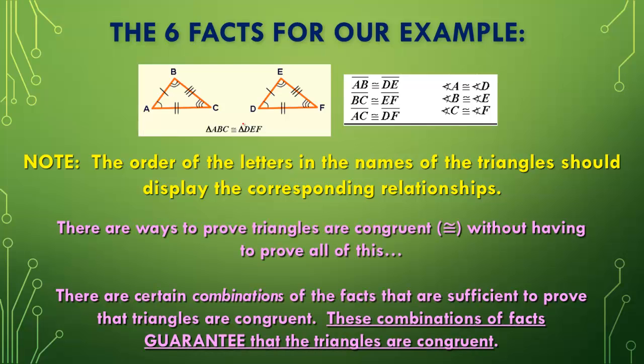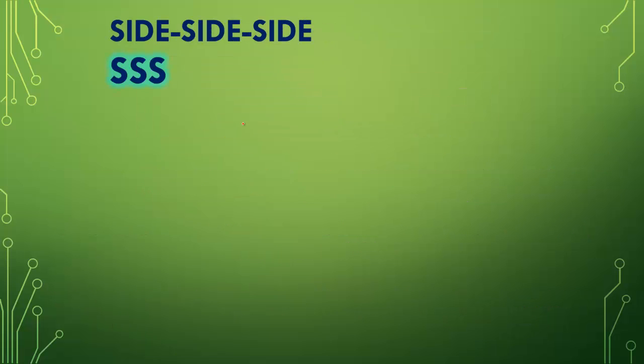There are ways to prove that triangles are congruent, though, without having to prove all of that. Okay, there's certain combinations of angles and sides and whatnot that are enough to prove that the triangles are congruent. Okay, and once you've done that, you're guaranteed that all the rest of the parts are congruent. So let's start with the easiest one, side, side, side.